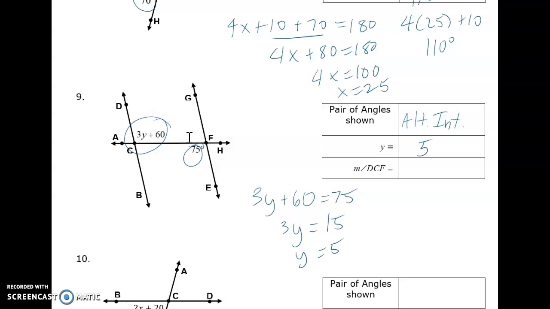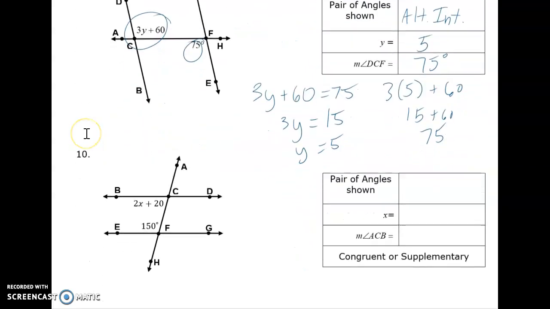Okay? So I need to figure out what angle DCF is. Well, DCF is the same as angle CFE, so it's 75 degrees. If you really want to, you can substitute back in. You can say 3 times y becomes 3 times 5 plus 60, but it's the same thing, 15 plus 60, which is 75. Again, you can use angle pairs to do that as well.